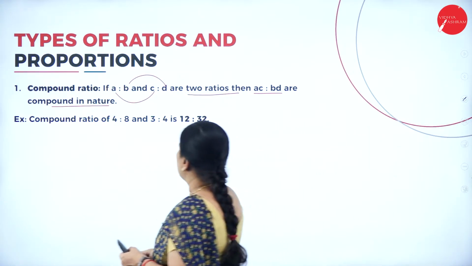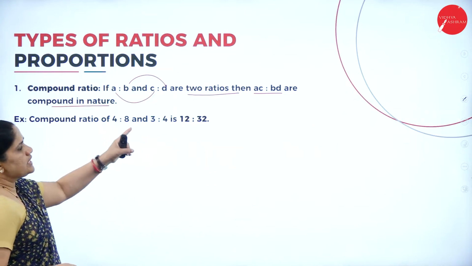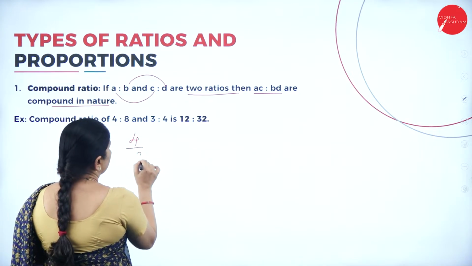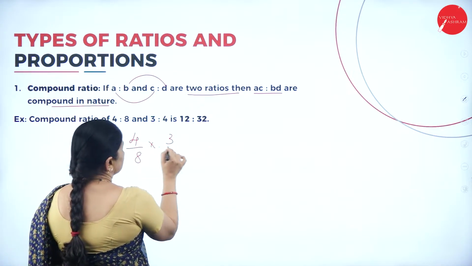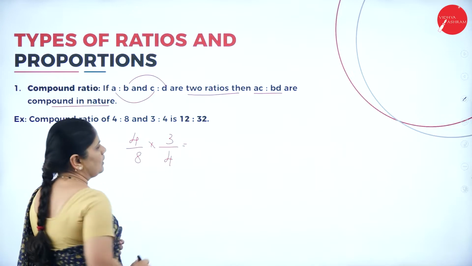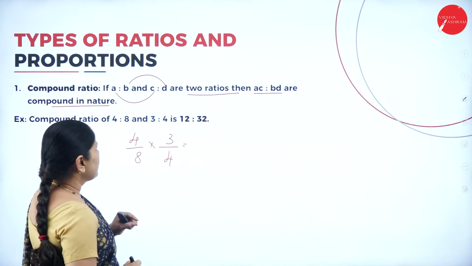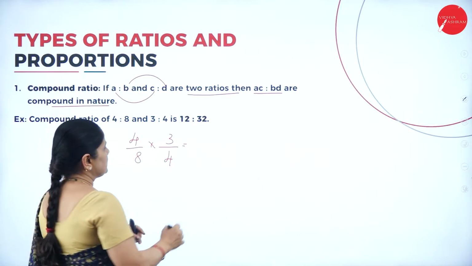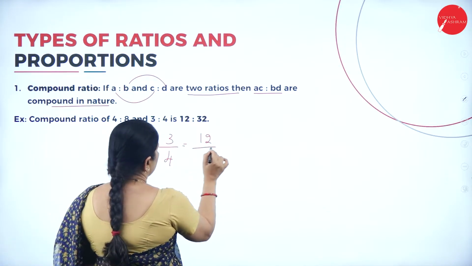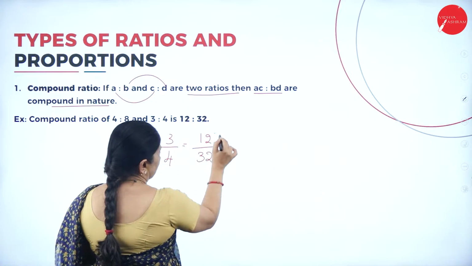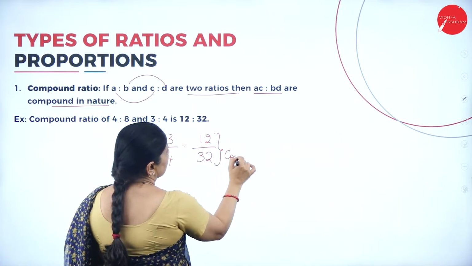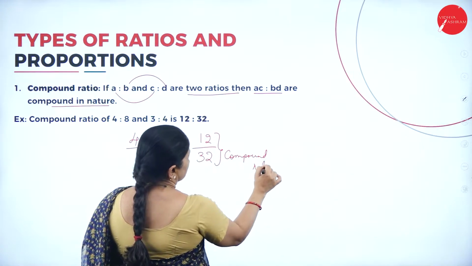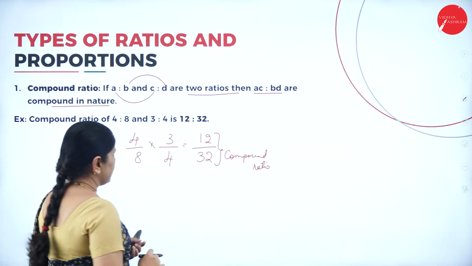Now, for example, take the ratios 4 is to 8 and 3 is to 4. Now, 4 by 8 into 3 by 4. This becomes a compound ratio when I multiply these two ratios. So, 4 3s are 12, 8 4s are 32. Now, this 12 by 32 is a compound ratio.